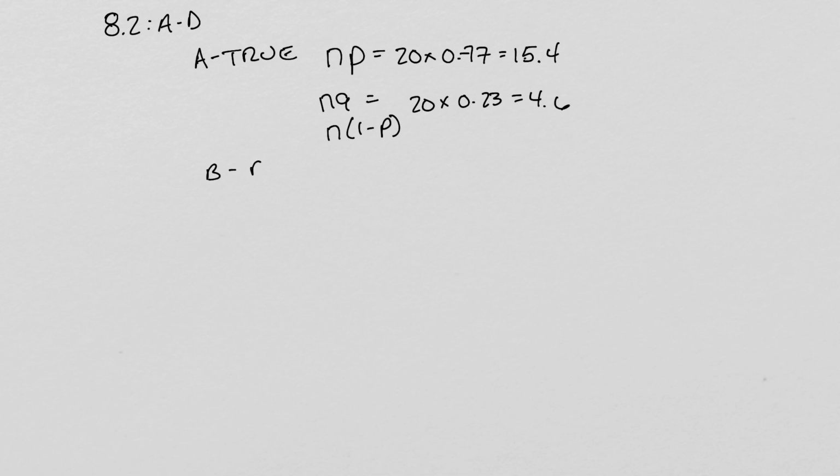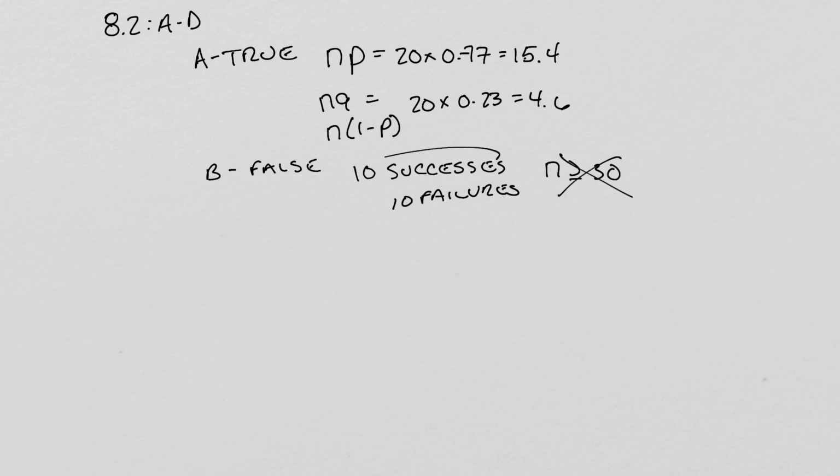B, false. Unlike with means, for the sampling distribution of proportions to be approximately normal, we need to have at least 10 successes and 10 failures in our sample. For this, we do not use n greater than or equal to 30. We use this.